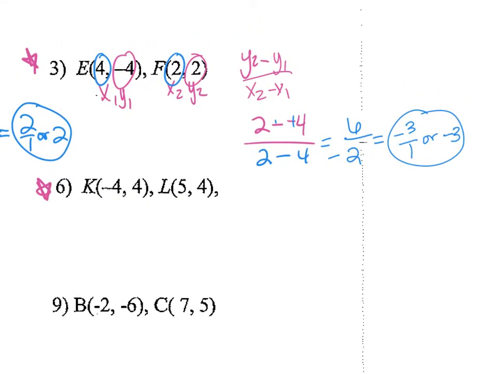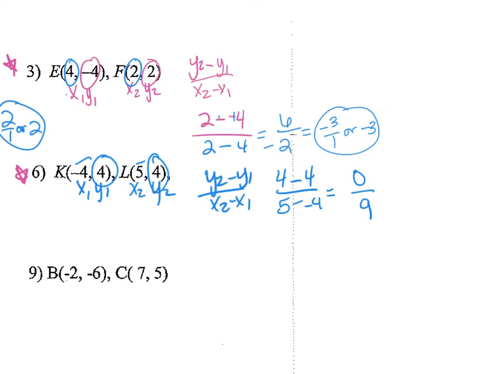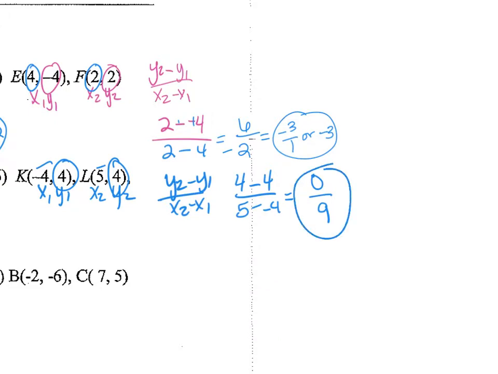I'm going to skip to number 6 to show you guys what this will look like. So x1, y1, x2, y2. Same thing. I'm going to do y2 minus y1, x2 minus x1. So y2 is 4 minus y1, which is 4, on top of x2, which is 5, minus x1, which is negative 4. So when I subtract the top, I get 0, and when I subtract the bottom, I get 9. Anytime you get that slope where the 0 is on top, that's going to be 0 slope.